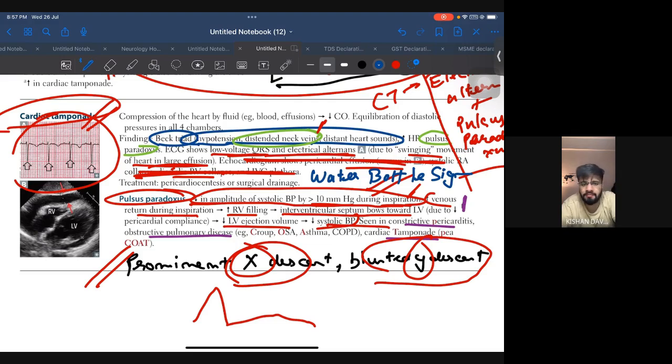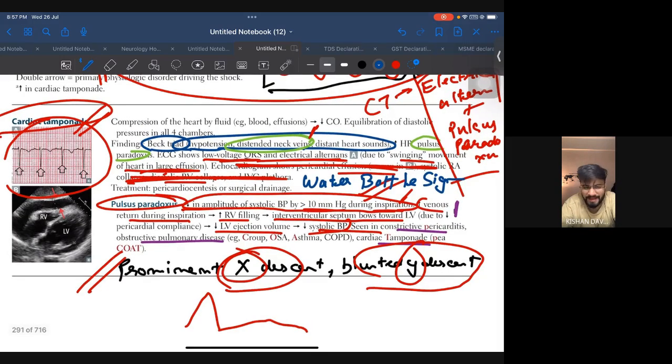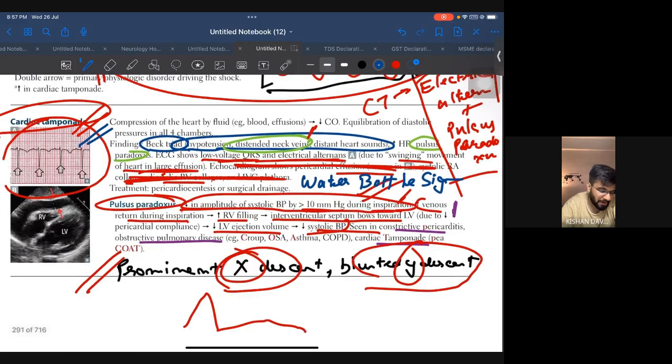So I'll repeat what all is important for cardiac tamponade. First of all, Beck's triad is important, and the most common component of Beck's triad is distended neck vein. Second, cardiac tamponade is the condition with electrical alternans plus pulsus paradoxus. What is pulsus paradoxus? Decrease in amplitude of systolic BP greater than 10 mmHg during inspiration. Pulsus paradoxus can be seen in constrictive pericarditis, obstructive pulmonary disease, and cardiac tamponade. Another thing, prominent X descent and decrease in Y descent. Remember this ECG, and that's it. That's it for cardiac tamponade.